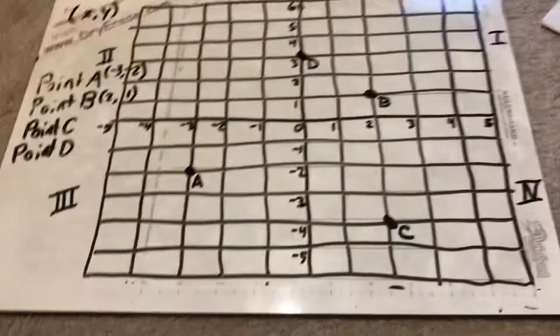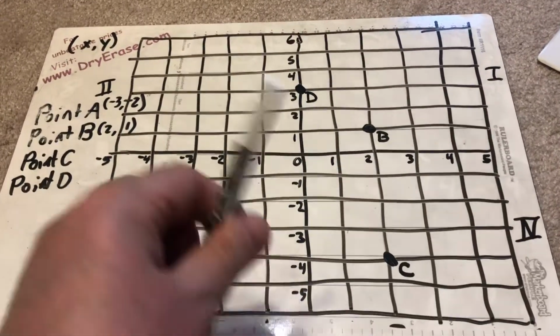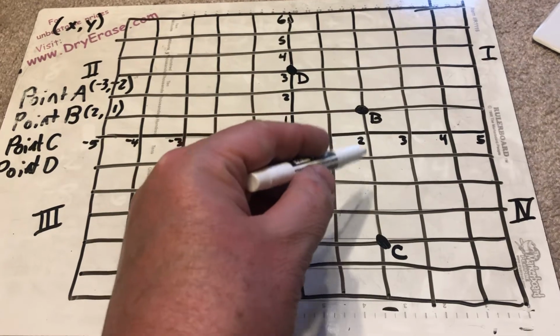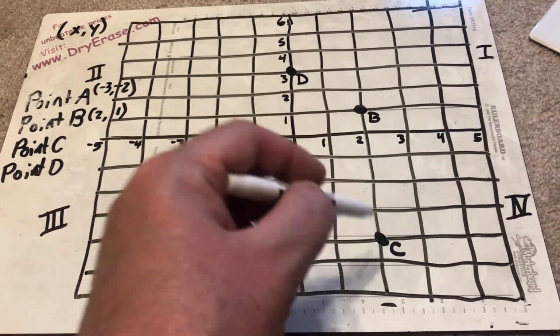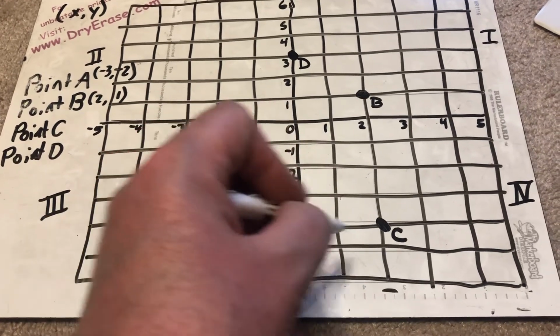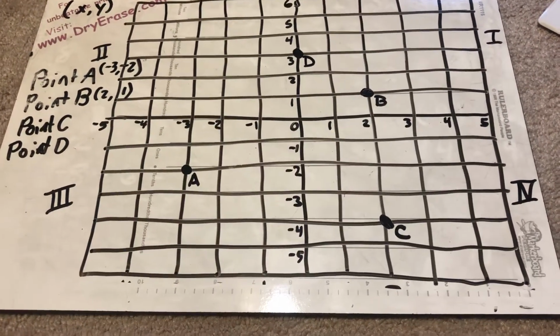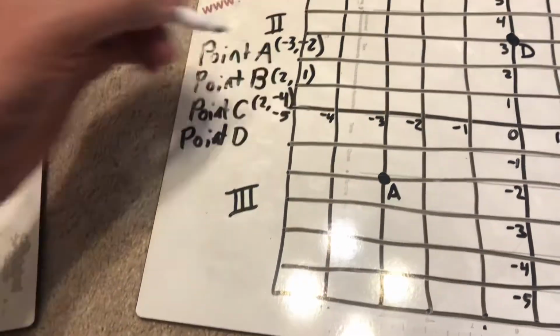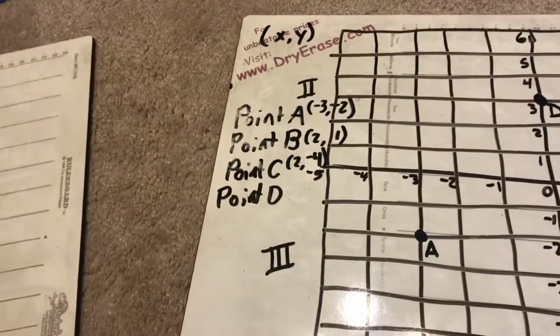Well, let's go to point C. So it's not real difficult. Point C, once again, I'm going over 2. I can see that it's lined up on my 2 on the x-axis, but I go down to -4. As I can see, it's on -4. So my ordered pair for point C is (2, -4).